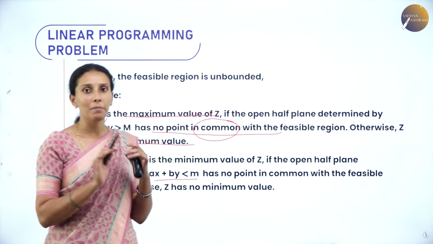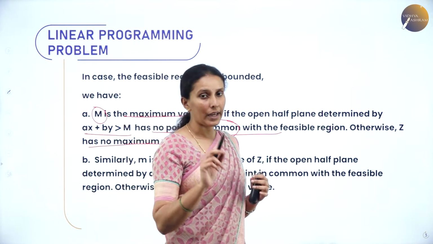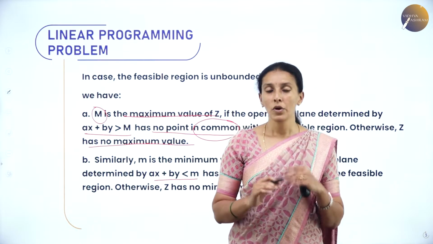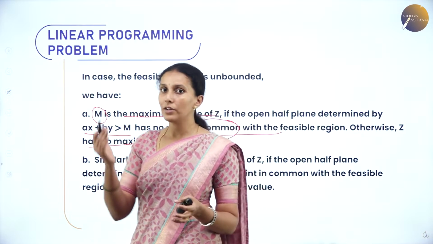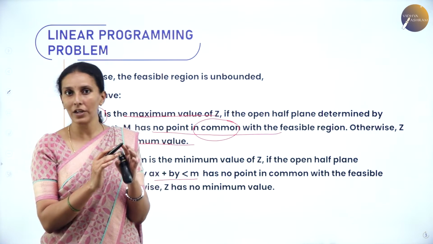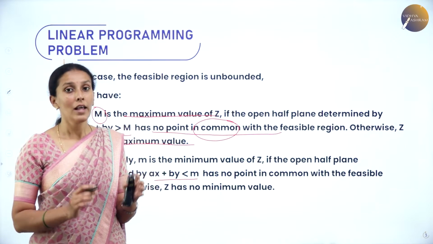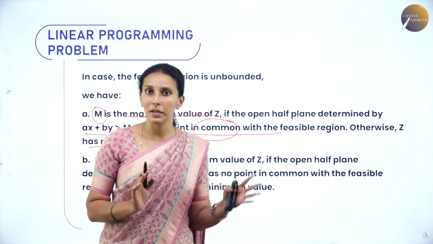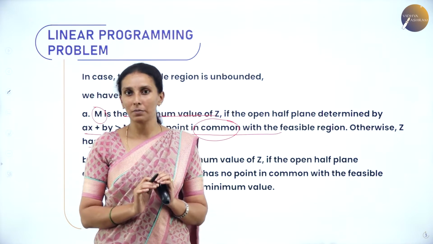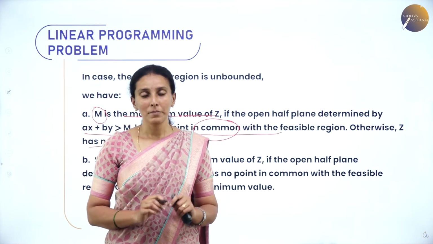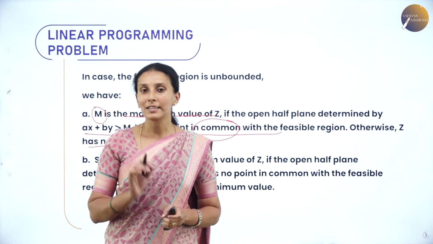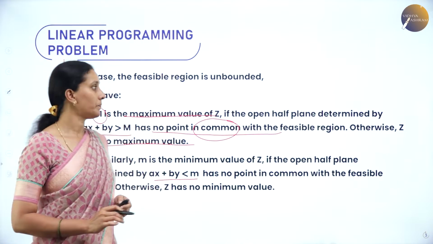That means for an unbounded region, you are going to take the linear function less than m or greater than m, and construct one more line on the graph. That line should not coincide with the feasible region. In that case, we call m the maximum or minimum value. If the line coincides with the feasible region, then we say that m is neither a minimum value nor a maximum value. Let us take a few examples for this.